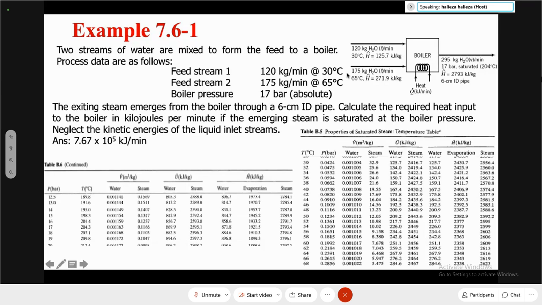Stream number 2 is coming in at 175 kilogram per minute at a temperature of 65 degrees C. Again, the enthalpy is listed here. We will look at the stream table to see how to get that value. And the third stream is your outlet stream. Its flow rate we would solve using the material balance. It's stated in the question that it is saturated, so that is the pressure. And the enthalpy, we will look at how this value is obtained, and the size of the pipe.